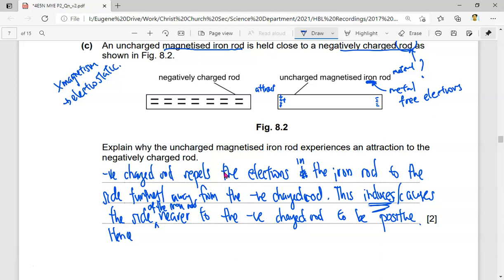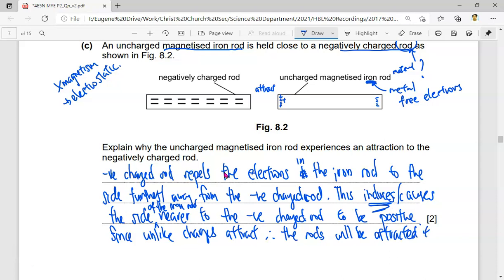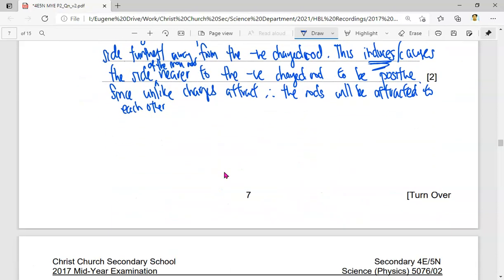Hence, since unlike charges attract, therefore the rods will be attracted to each other. Okay, so that is the answer to this part over here, part C.